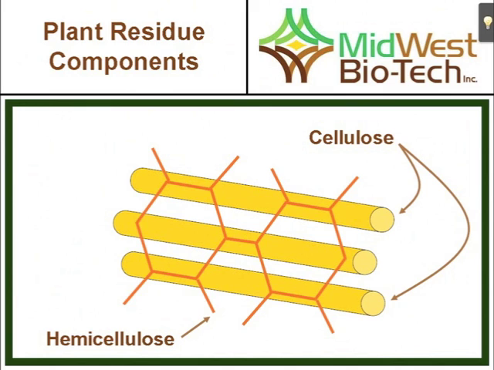So those two components are where you get most of the energy in ethanol production, a lot of the feed value, and it's also going to be most of the source of the residue that you're breaking down in a decay process in the field.